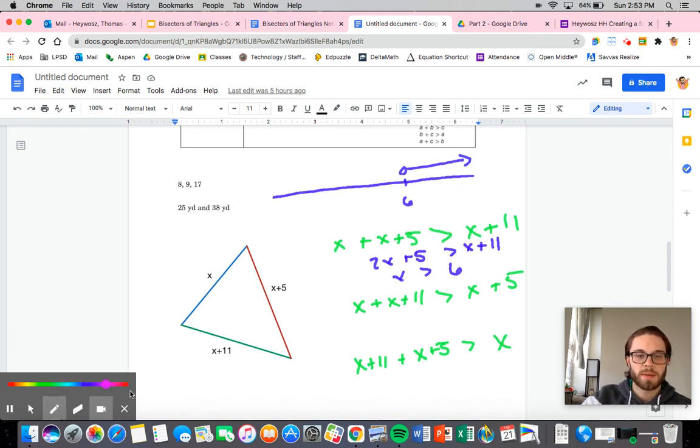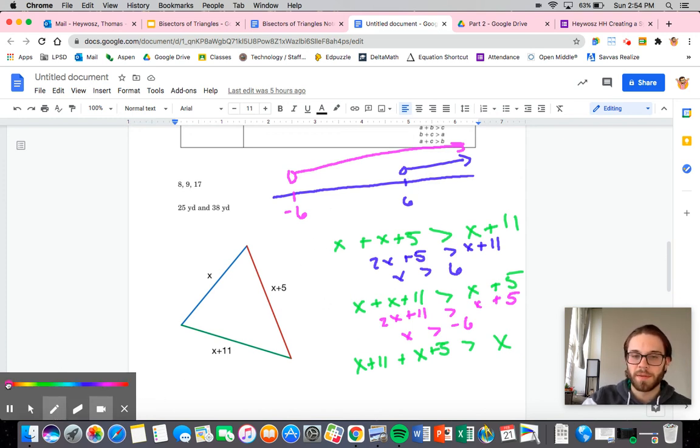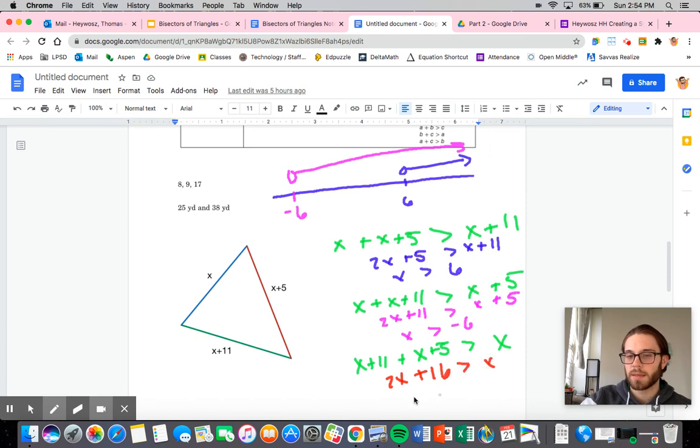Let me use a different color now. Let's use pink. So I have 2x plus 11 is greater than x plus 5. So x is greater than negative 6. Here's my negative 6. Again, this is probably not going to be very helpful for us, because this is restricting us already. So that pink line is probably not going to be very helpful to us at all. Now let's do this last one. So this will be 2x plus 16 is greater than x.